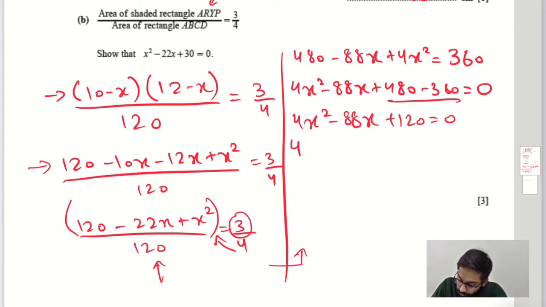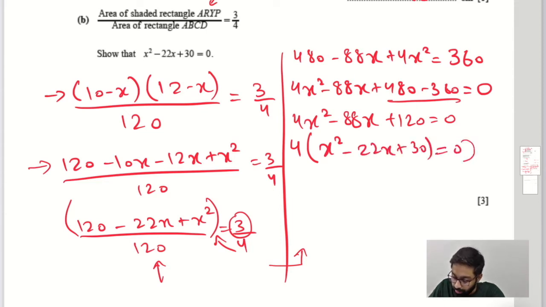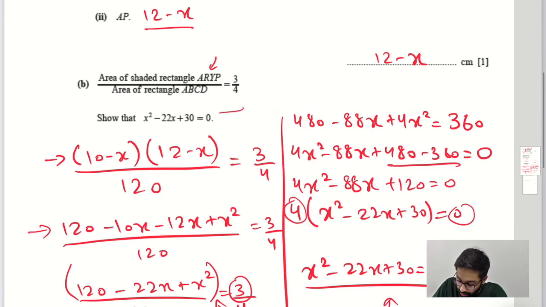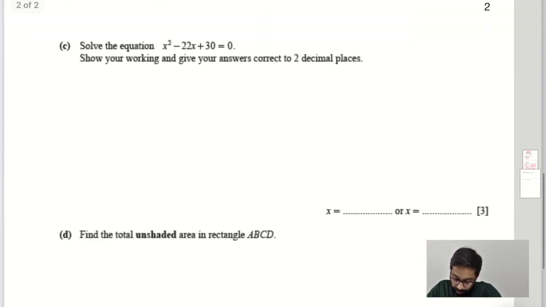Okay, so 4, you write that over here. Inside the parentheses, you write x squared minus 22x plus 30 equal to 0. And then this 0 gets divided by 4, so you are left with x squared minus 22x plus 30 equals 0, which is what the question asked you to show. Okay, let's move on.